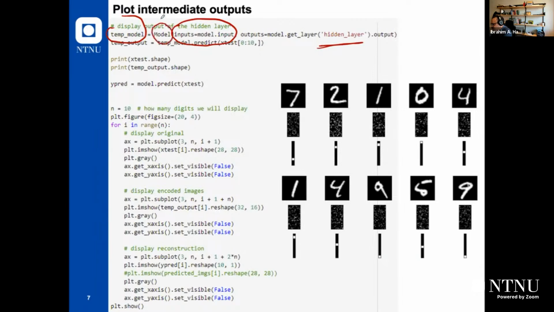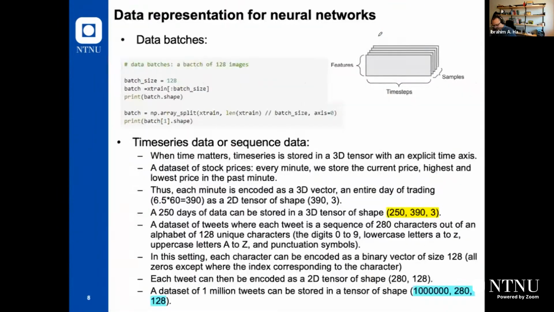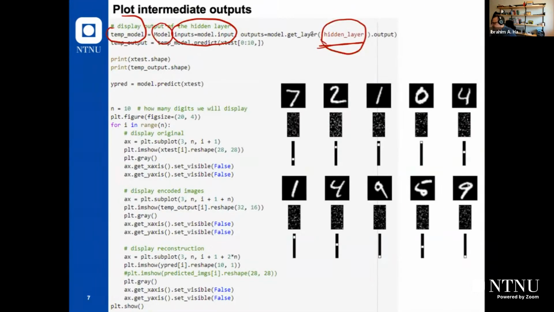I define this model using the Model API from Keras, and the input to this model will be the original input of my original model, so model.input, and the output will be model.get_layer, where you select the layer whose output you want to see. In this case, it will be the hidden layer, because I called it hidden layer last time, as you can see here. So hidden layer dot output gives us access to the output of this hidden layer. After that, I get those temp outputs from my temp model dot predict. I need to predict to get those intermediate values. For example, I will send the first 10 images to my temp model to plot those intermediate values.